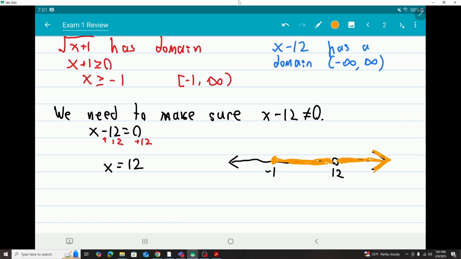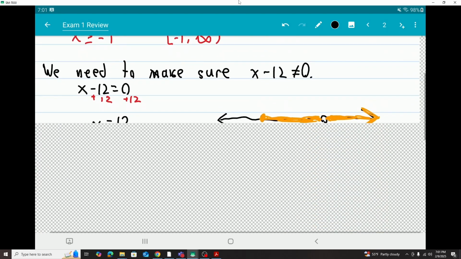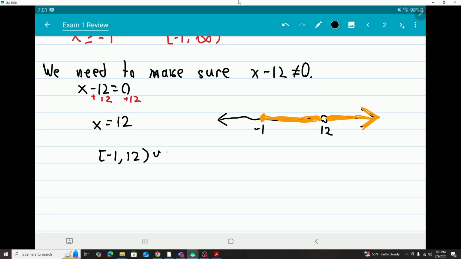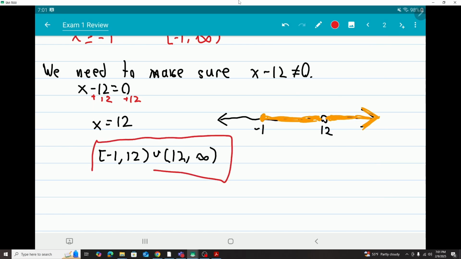So this is the picture of what's going on. And it's always good to have an idea of the picture, because I can get you back to what the interval should look like. Because now if I write this in interval notation, I have bracket -1, comma 12. And then I stop for a second at 12, because I can't actually plug that in. That would make my denominator 0. That's no good. And then I union that with 12 to infinity.